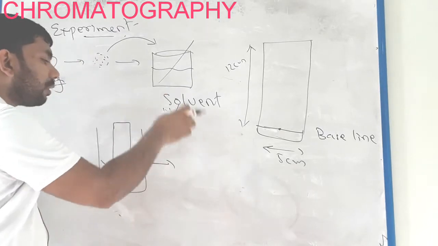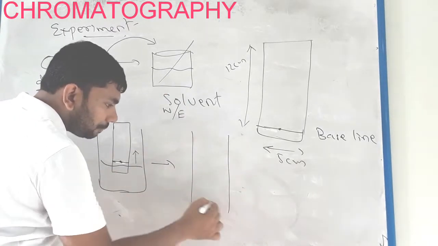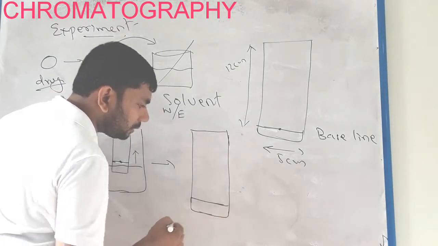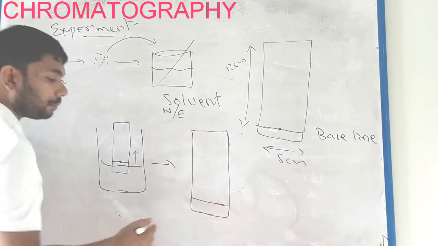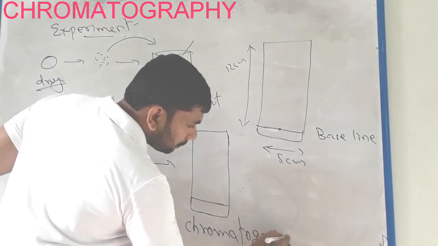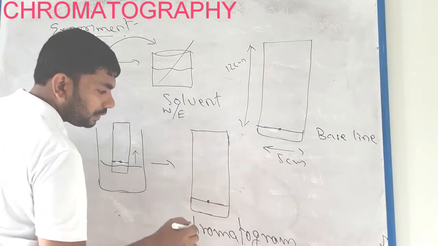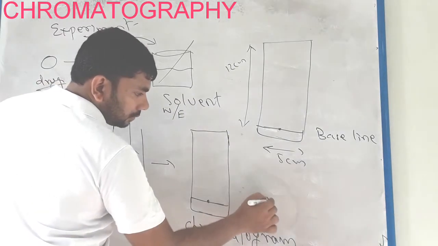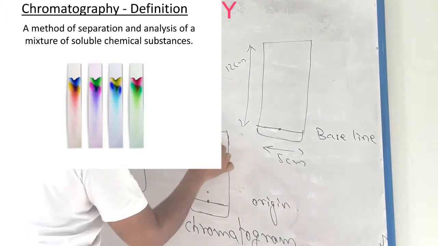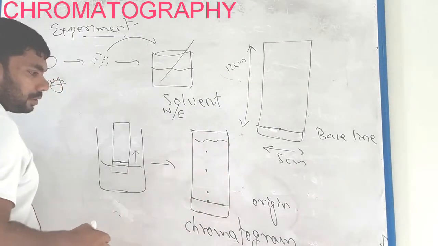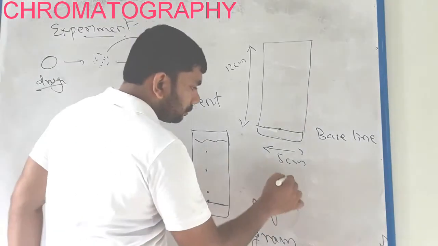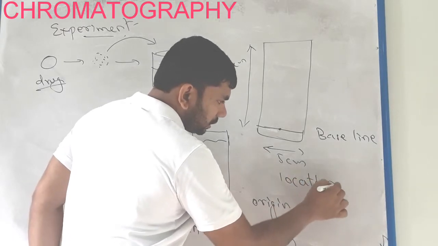Finally we will take out this chromatographic paper and we will obtain the result. This result is called a chromatogram. The result obtained by the chromatographic experiment, that is the chromatogram. Clear? This is the origin. And here the chemicals are moved upward according to their solubility. This is the chromatogram.